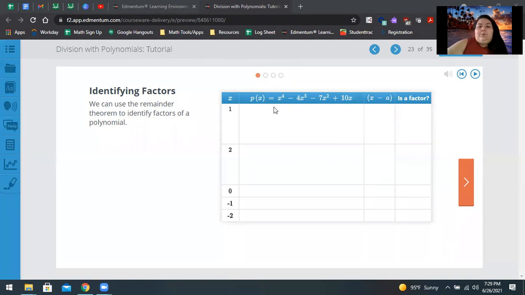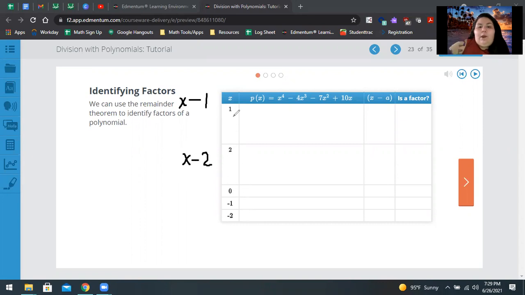So let's take a look at this one. Here they have p of x is x to the 4 minus 4x cubed minus 7x squared plus 10x. They're testing out the value x here, or x is going to be 1. They're going to plug in 1. Now, keep in mind, 1 comes from x minus 1. 2 is x minus 2.